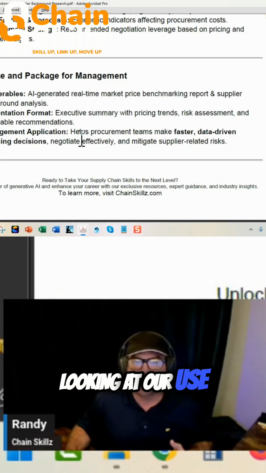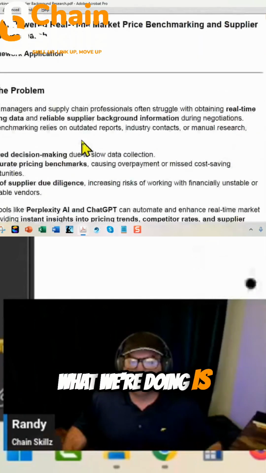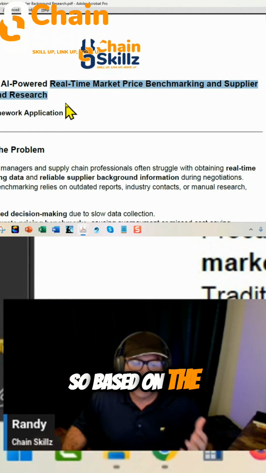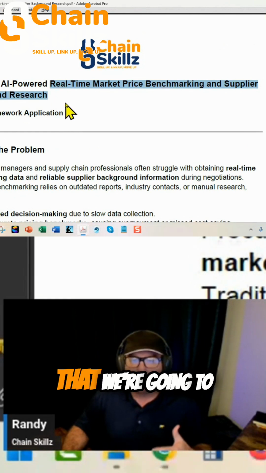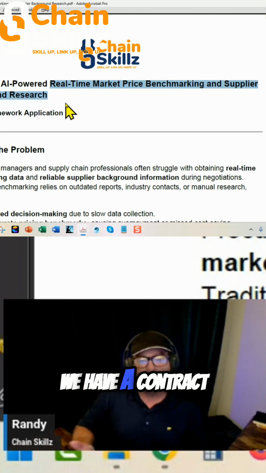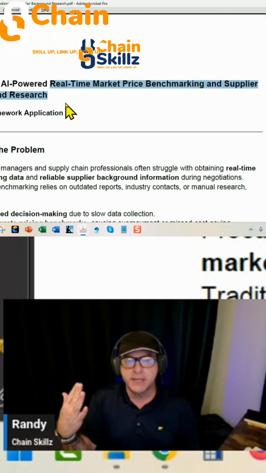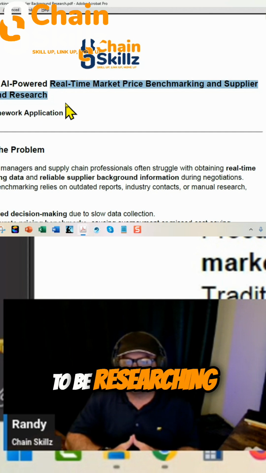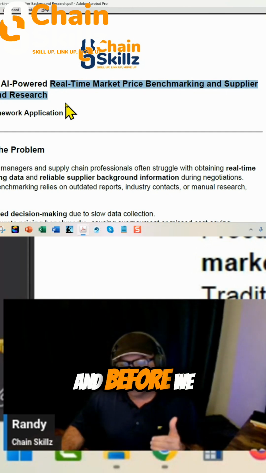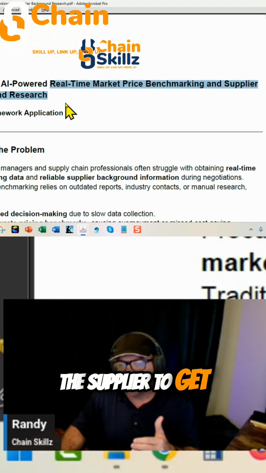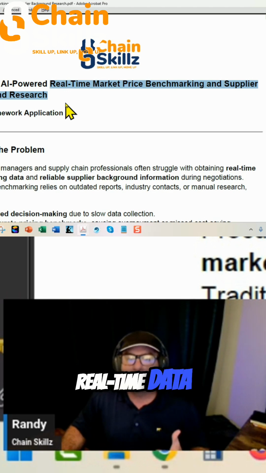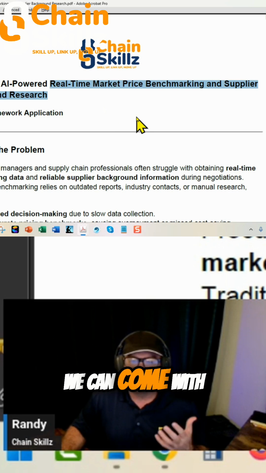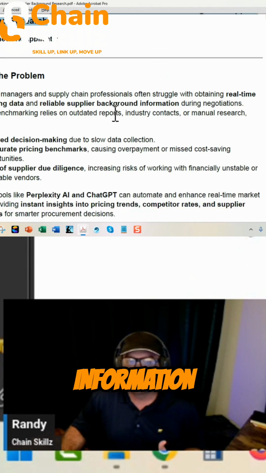So looking at our use case here, we're doing real-time market price benchmarking and supplier background research. Based on the item that we're looking to research, that we're going to go into negotiations with, we have a contract coming up for renewal, right? In this case, it's a grocery paper bag. That's what we're going to be researching. And before we engage the supplier to get better pricing, we're going to get real-time data on what's going on with that market. So when we come in, we can come with real data and real information.